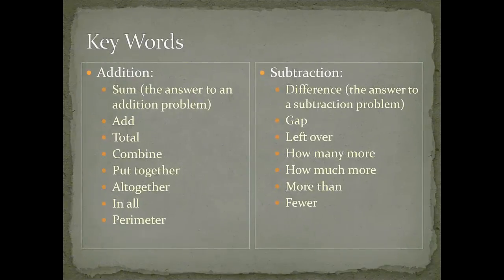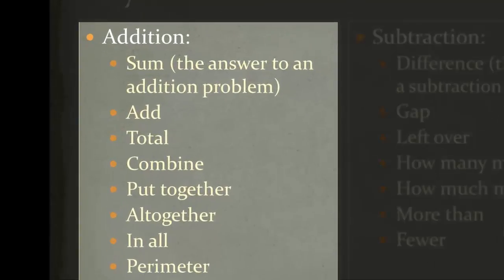Let's look at some keywords for the 4 main different math operations now. If you see some of these words, there's a good chance that you're going to be performing these operations. Let's look at addition first. The first one is sum, spelled S-U-M, not S-O-M-E, and sum means the answer to an addition problem. Then you might literally see the word add. Obviously, if you see the word add, you're going to add. You might also see the word total, combine, put together, all together, in all, or you may be finding the perimeter. All of these words often mean you're going to add.